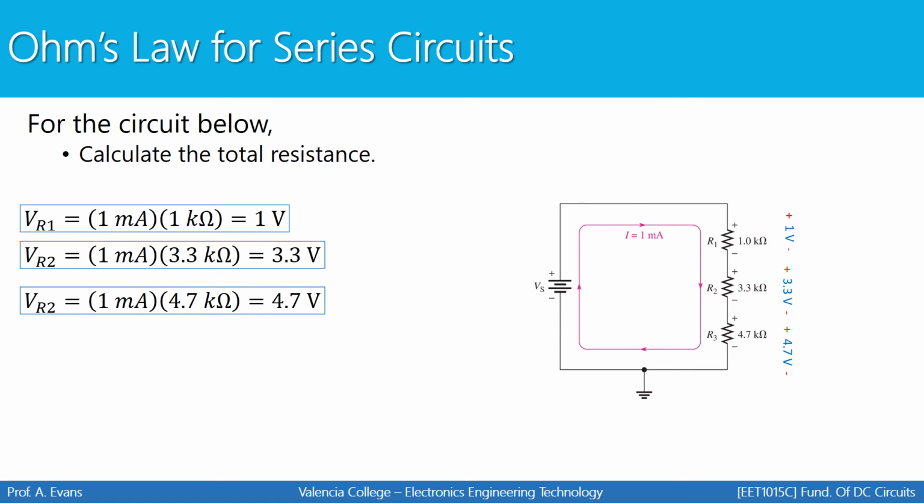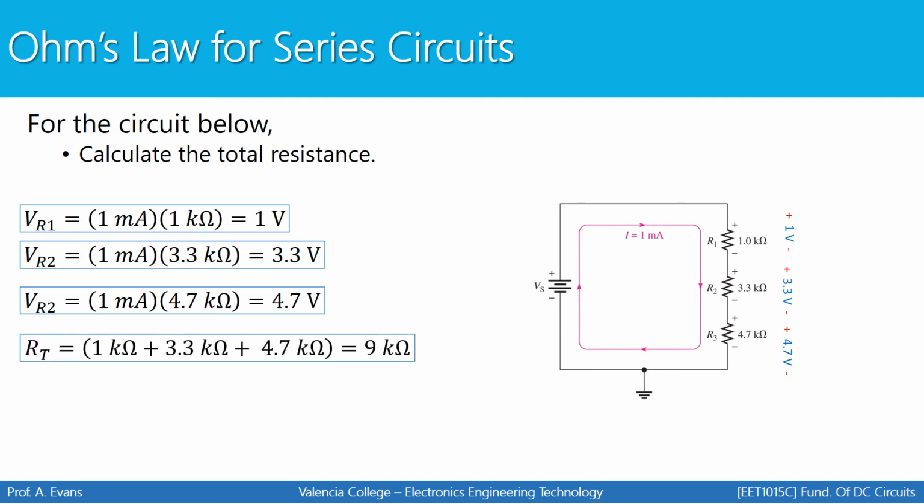Next, we're going to calculate the total resistance in the circuit. To do this, we're simply going to add up all three resistors. 1 kilo ohm plus 3.3 kilo ohms plus 4.7 kilo ohms gives you a total resistance of 9K.